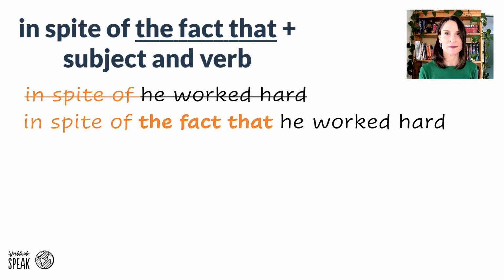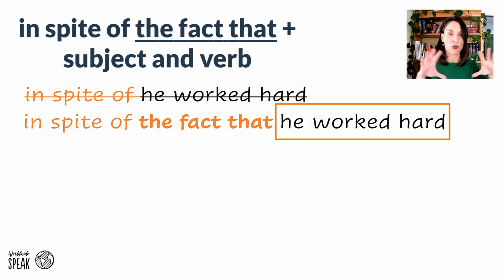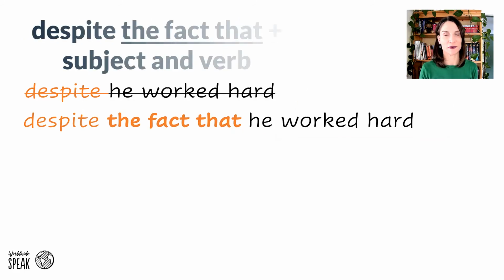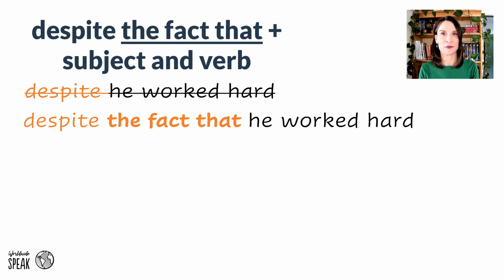We're just talking about some differences in grammar, like what comes after these phrases. So here, when we want to say he worked hard, I can use in spite of the fact that. So this whole long phrase is what we can use when we have a clause, like he worked hard. And it functions the same way with despite. So I can say, despite the fact that he worked hard.